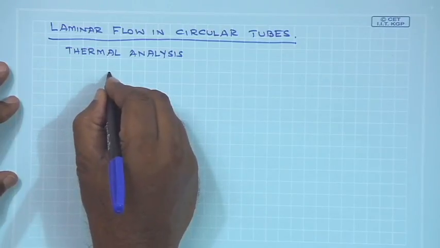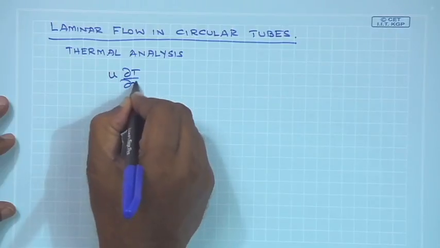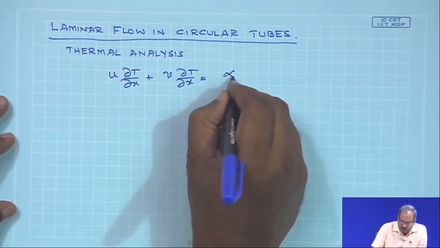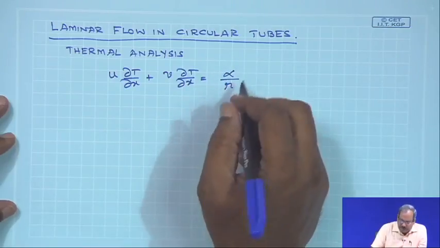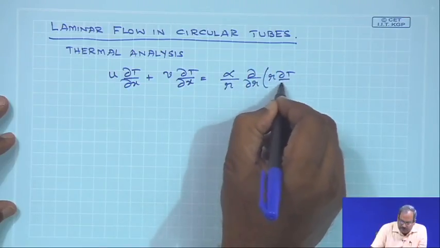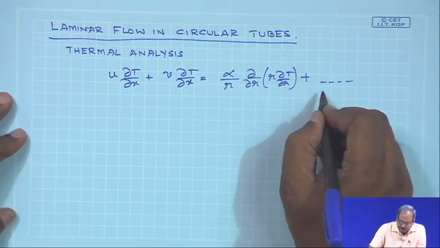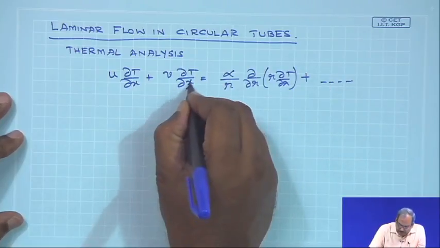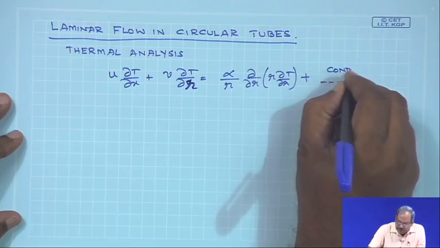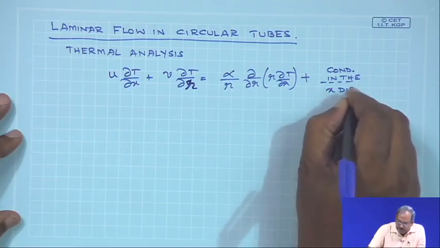If we write the energy equation, as we have done before, this is the convective part: u del T del x plus V del T del r is equal to alpha, which is the thermal diffusivity, by r. I am writing it in the cylindrical coordinate system, which is del del r of r del T del r. There would be another term over here which would give you the conduction in the x direction.